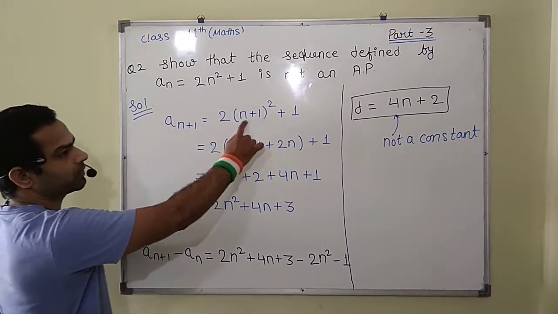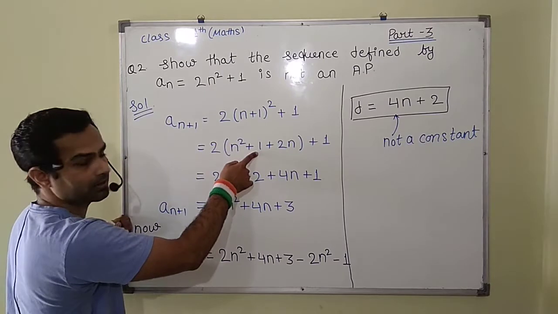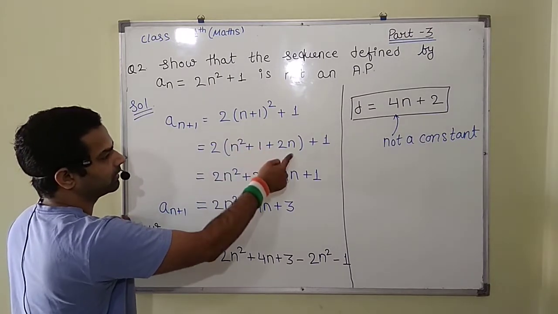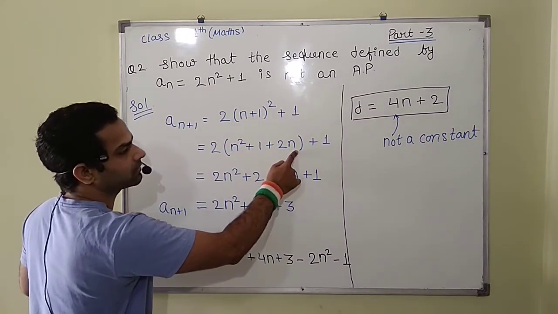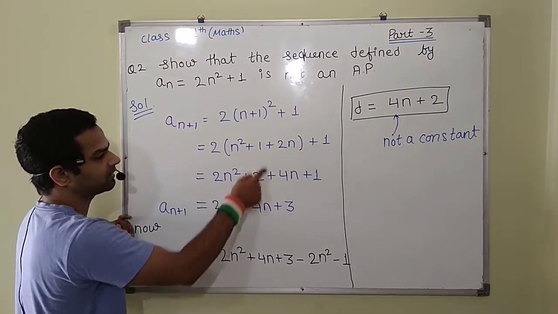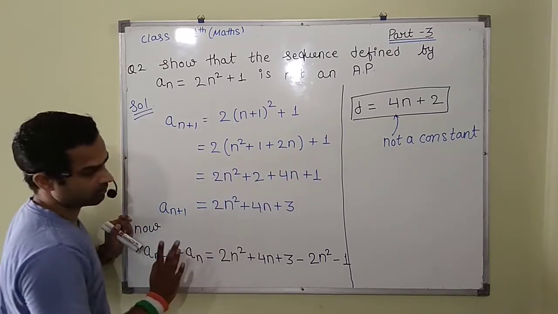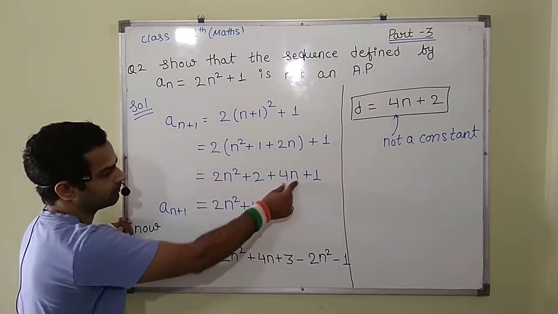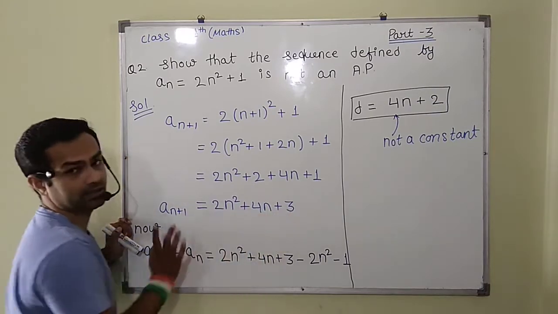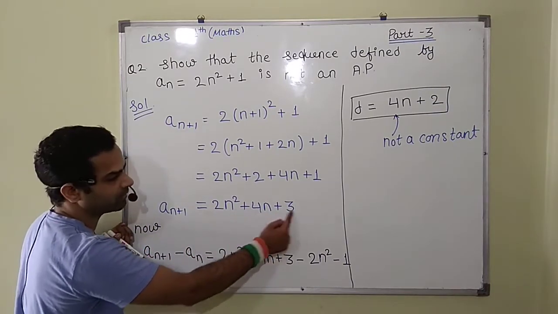Now what is the formula of a plus b the whole square? A square plus b square plus 2ab. So it will become n square plus 1 plus 2n. Now multiply this 2. So 2n square, 2 ones are 2, plus 2 twos are 4n, and plus 1. Okay, so 2n square plus 4n, 2 plus 1, 3. So the value of an plus 1 is equal to 2n square plus 4n plus 3.